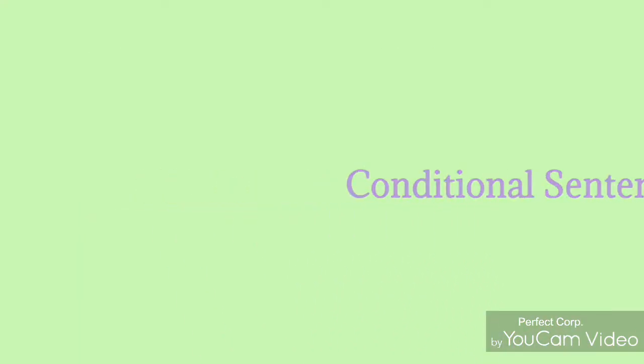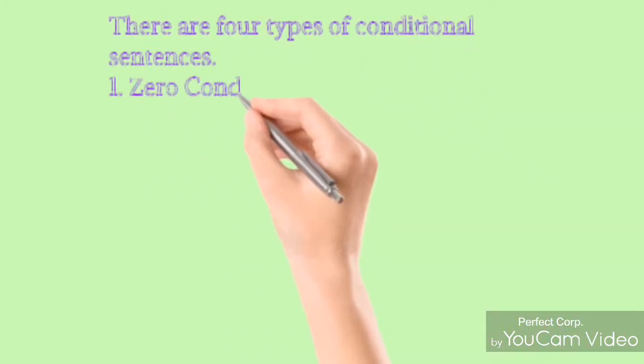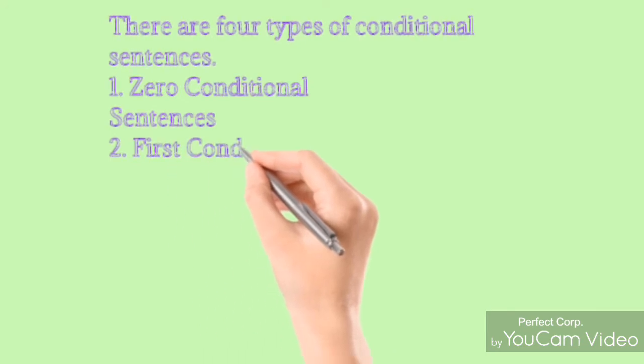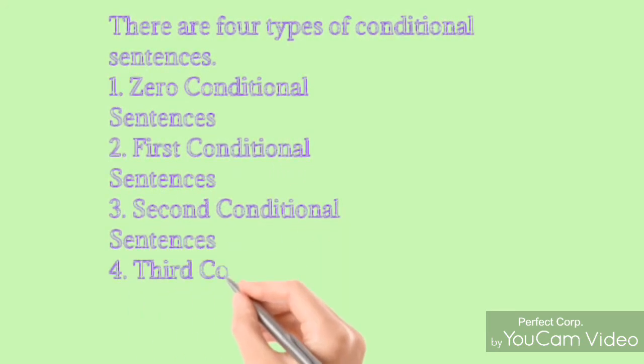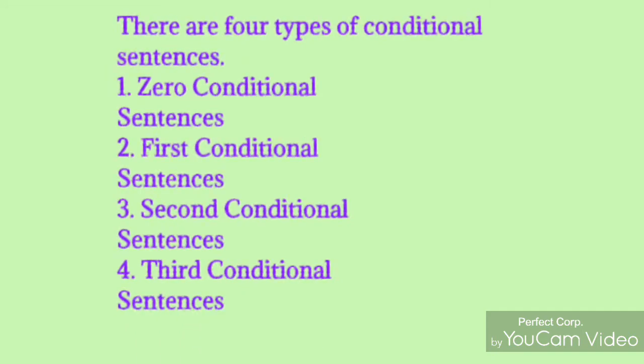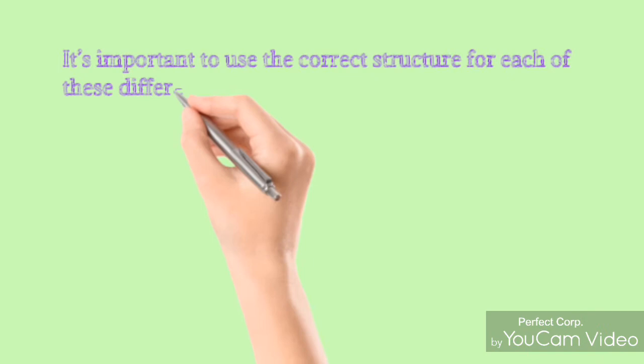There are 4 types of conditional sentences. 1. Zero conditional sentences. 2. First conditional sentences. 3. Second conditional sentences. 4. Third conditional sentences.